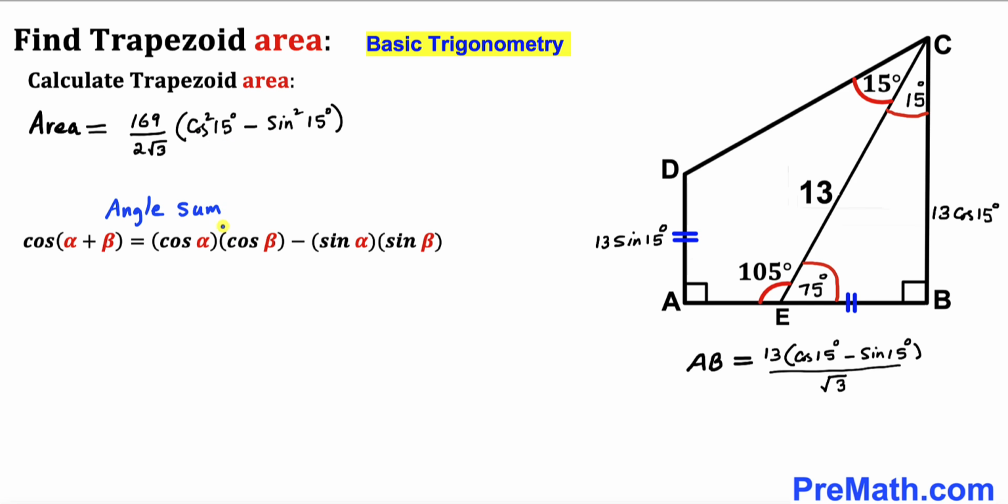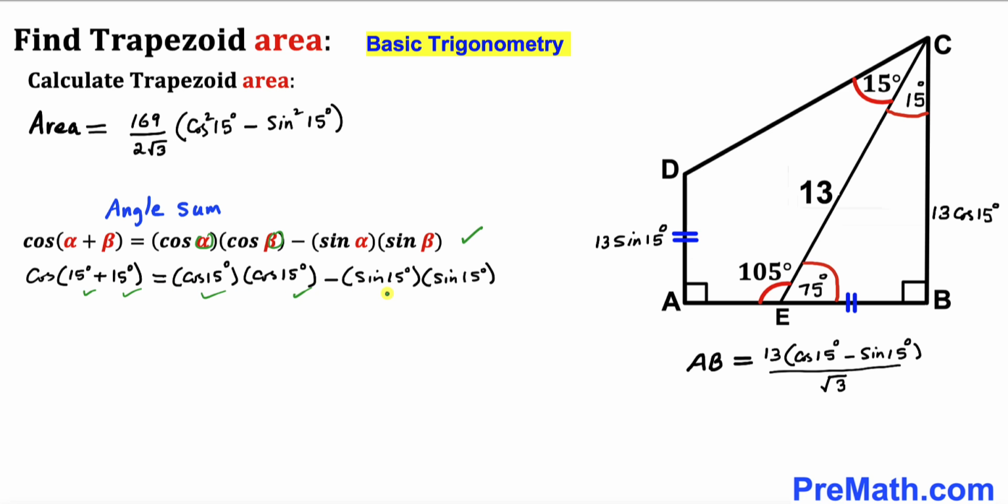And now let's recall the angle sum property. Cosine of alpha plus beta could be written as cosine of alpha times cosine of beta minus sine of alpha times sine of beta. And now let's assume that both angles alpha and beta are 15 degrees each. Then this angle alpha is going to be 15 degrees, beta is going to be 15 degrees. This angle alpha is once again 15 degrees, and this is 15 degrees as well. As you can see in this next step, I have replaced alpha and beta by 15 degrees across the board.